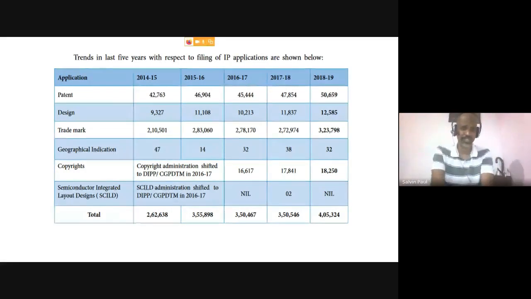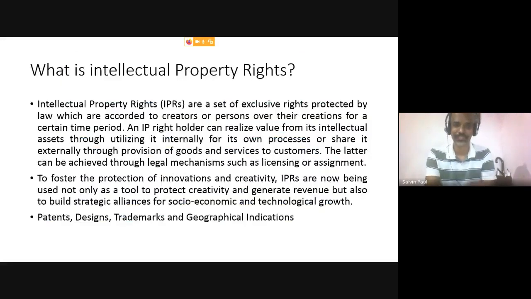Having said that, you look at the patent applications: 50,659 applications were filed in 2019 in various offices across India. Design, there are 12,585; trademark, 3,23,000; copyright, 18,250. You may say, when you see all these numbers, that it is a very remarkable achievement. But the question that we need to ask ourselves is, how many Indian applications are there, which we will also explain later.